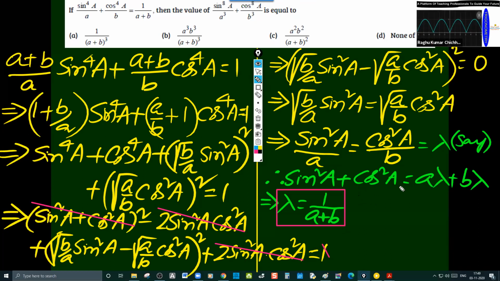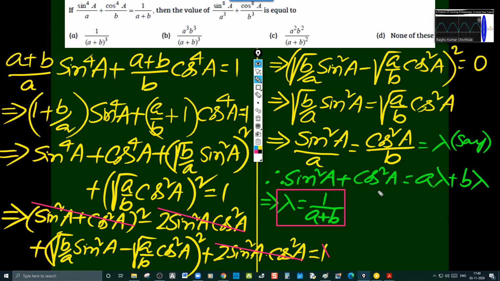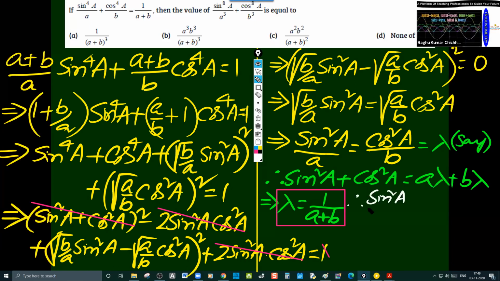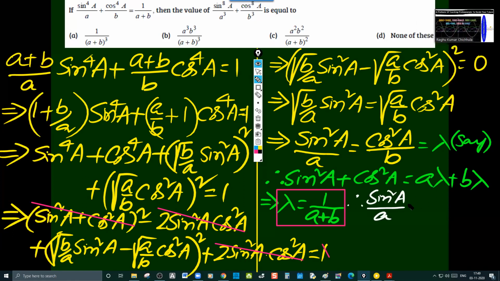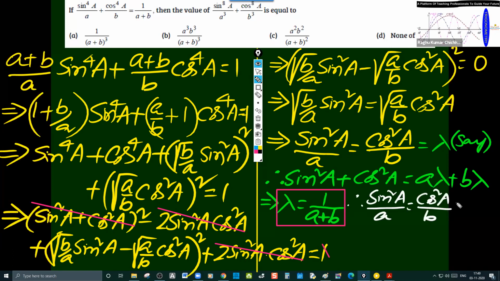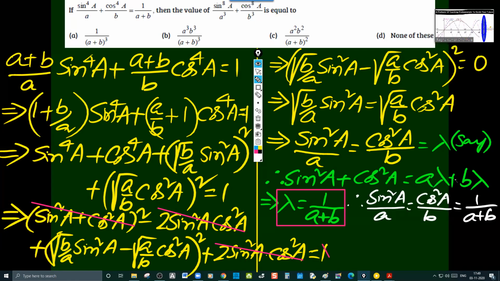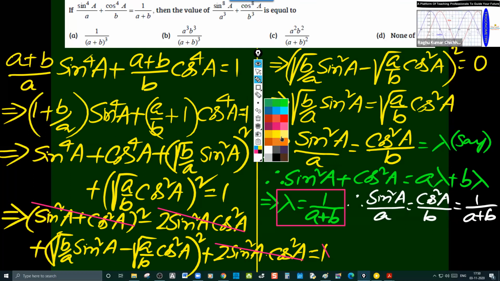Therefore, sine square A divided by A is equal to cos square A divided by B, equals 1 by A plus B. That's good, beta. Now, what is to be found out? See the question and tell me what is to be found out, please.